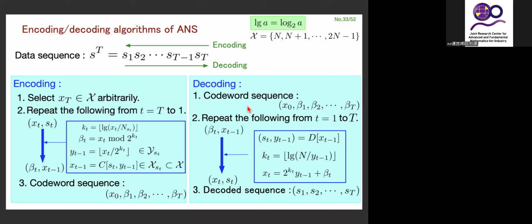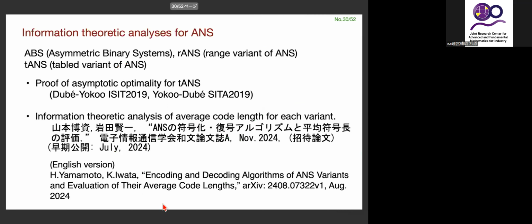In decoding, for a given code word sequence, x0 beta 1 beta 2 to beta t, we repeat this mapping from t equal 1 to capital T in forward order by calculating this relation. Then we can obtain the original source data sequence. In this talk, we don't explain the relation of this mathematical operation in encoding and decoding. If you want to know this relation, please refer to this paper.